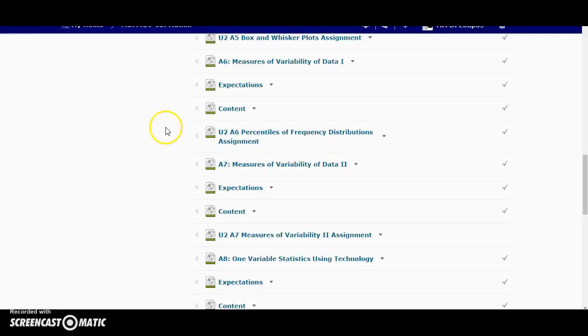Okay, guys, I was going to skip this activity and make a video for the next one only. They go together: U2A6, measures of variability of data part one, and U2A7, measures of variability of data part two. But I'll just make a real quick one here on this. So we'll jump right into the content.